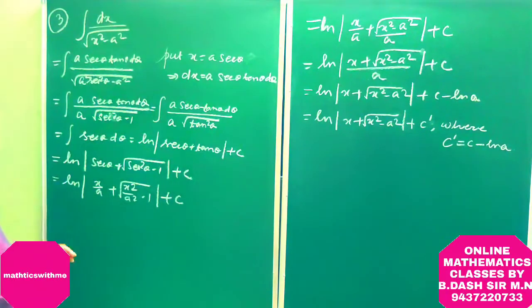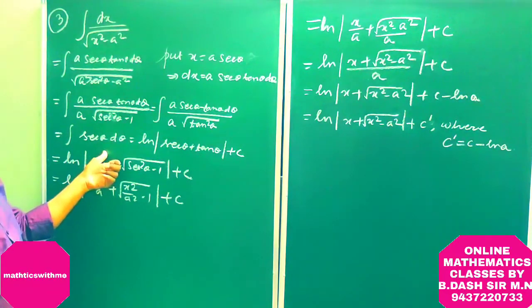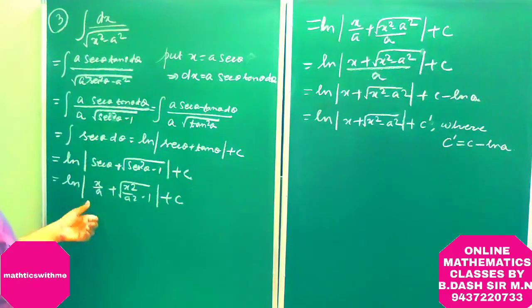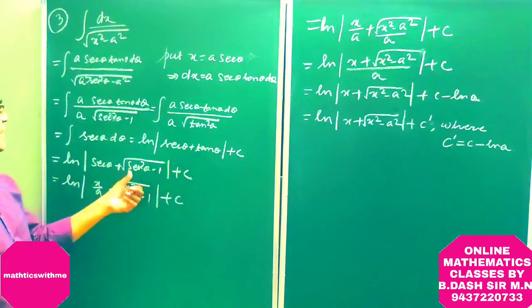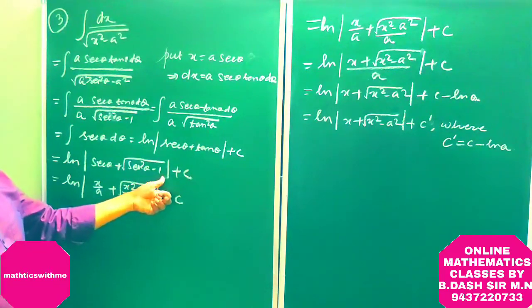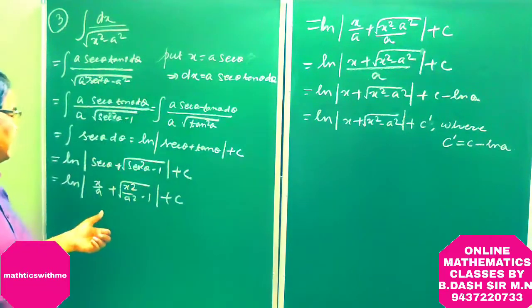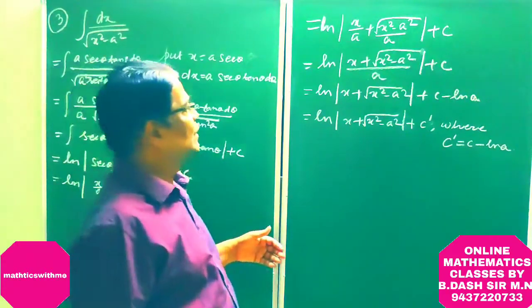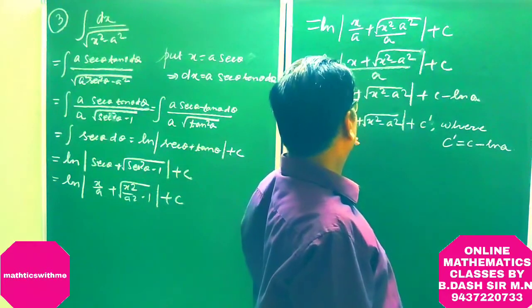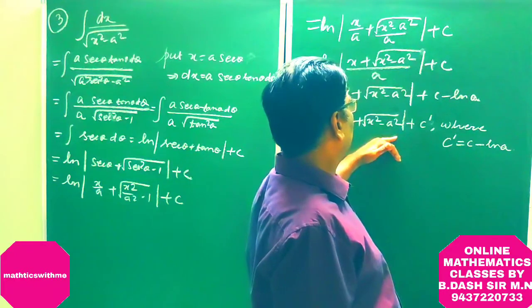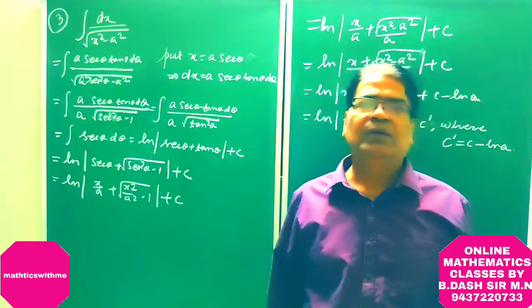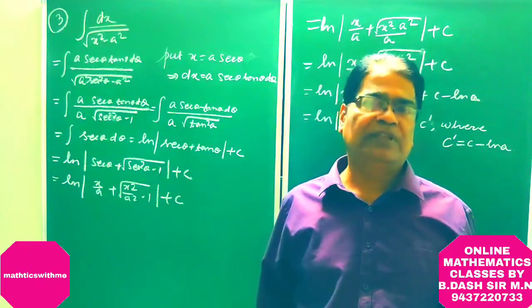Now putting this value, after simplification it becomes the integral of sec θ dθ, which is ln |sec θ + tan θ| + c. Here tan θ can be written as √(sec² θ − 1), and sec θ is equal to x by a. So here it is x by a, and √(x²/a² − 1). After simplification, we get ln |x + √(x² − a²)| + c', where c' is equal to c − ln a. With this, our third question is solved.